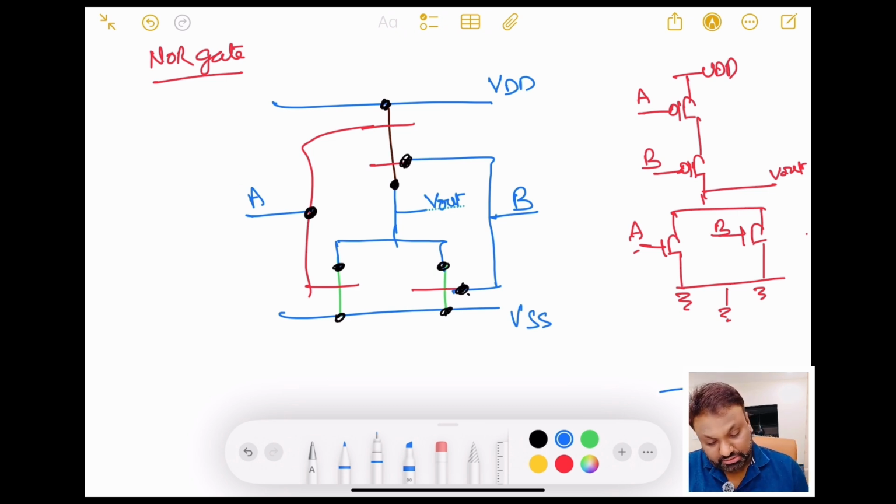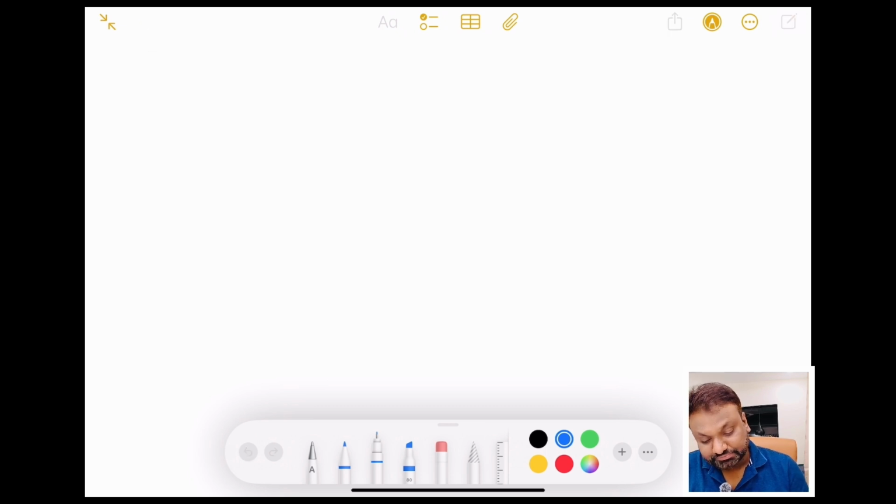Okay, hope you understood. Now we will take another example. Okay, we will try to implement a stick diagram for the Boolean function f equals (A plus BC) whole bar. Okay, A plus BC whole bar. How will you represent this A plus BC whole bar using CMOS logic family? See here, by using AND-OR-invert logic.